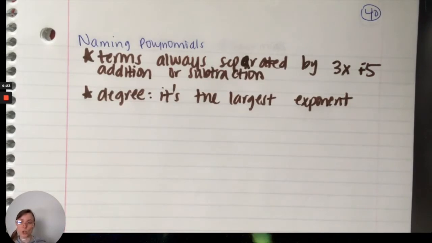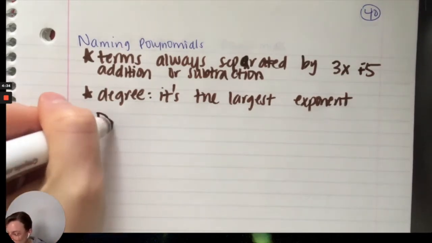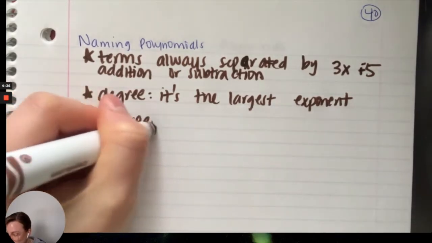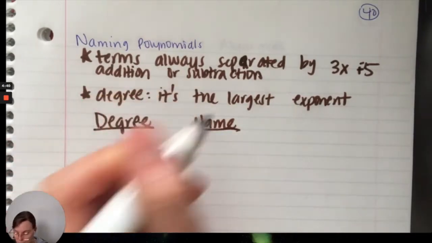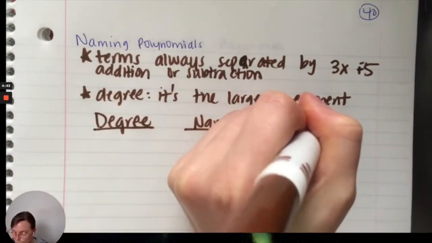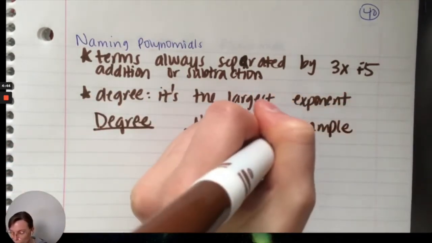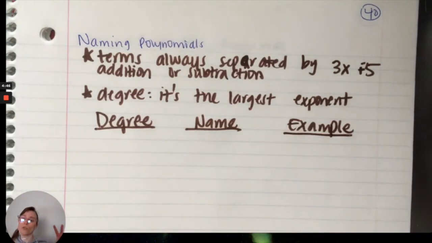So we're going to make two different tables here. We're going to make a table at the top and a table below that, and then we'll have some examples at the bottom. Our first table is going to have degree, name, and example. We're actually going to use both tables to come up with a complete name, but we're going to have examples for each part of our tables.